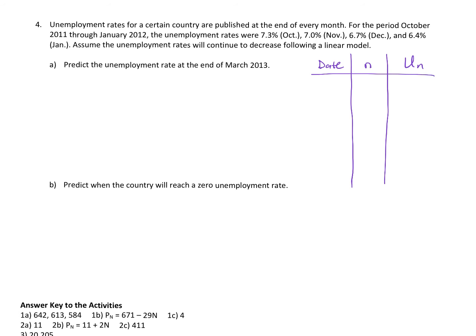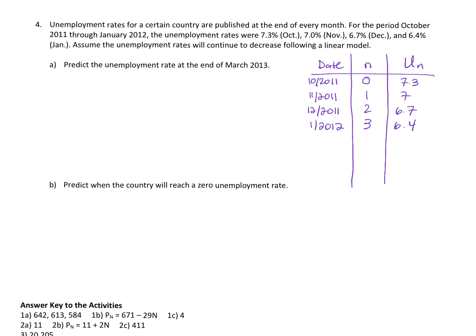Okay, so October was the first, October 2011, so 10-2011. The unemployment rate was 7.3. And then we have a November, December, and January 2012. So that's 7, 6.7, and 6.4. And let's call this 0, the first measurement we took. We'll have n equals 0. And then we have 1, 2, and 3.